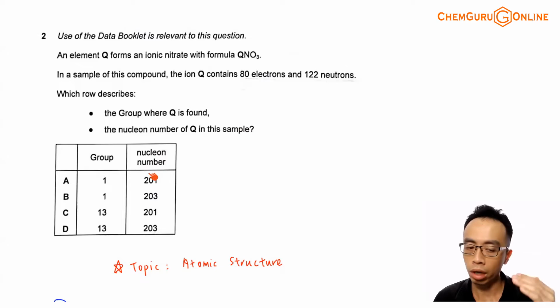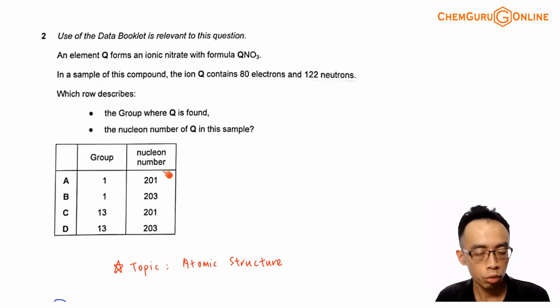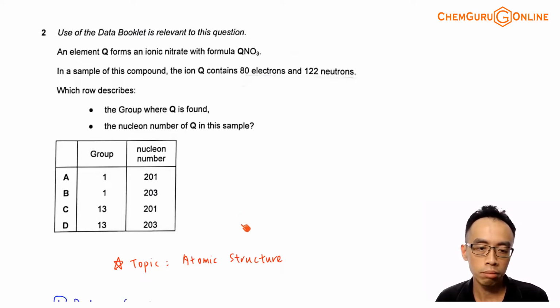So if I run through the options A, B, C, D, you notice there are two options involving the group, either group 1 or group 13, and there are two options involving my nucleon number, either 201 or 203. So we want to determine which is the group and what is my nucleon number, and of course I will be able to answer this question. Now the topic tested in this question will be on atomic structure, and let us try to determine each one of them part by part.